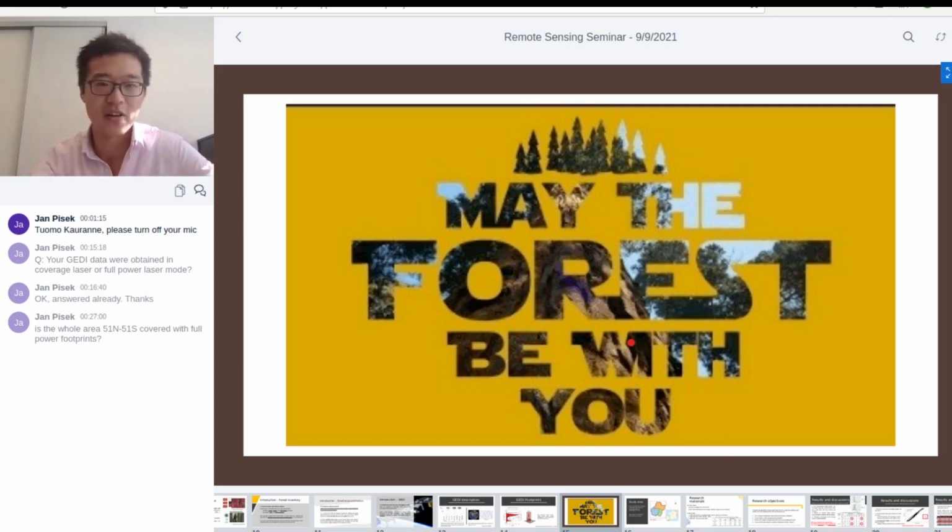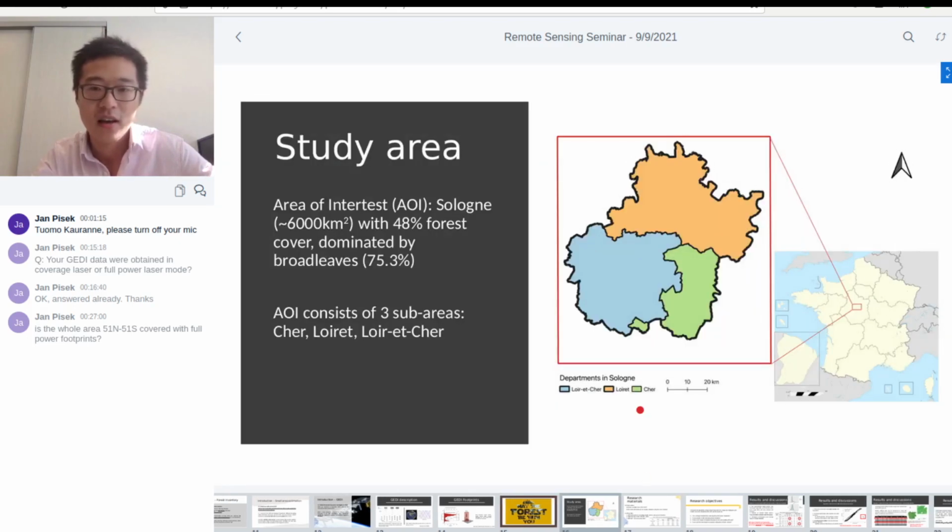And let's move on to the study area. The study area was located in the central part of France. It's called Sologne, with about 6,000 square kilometers, with 48% of forest cover, and it's dominated by broadleaf species such as oaks, but also with some conifers like common pine.